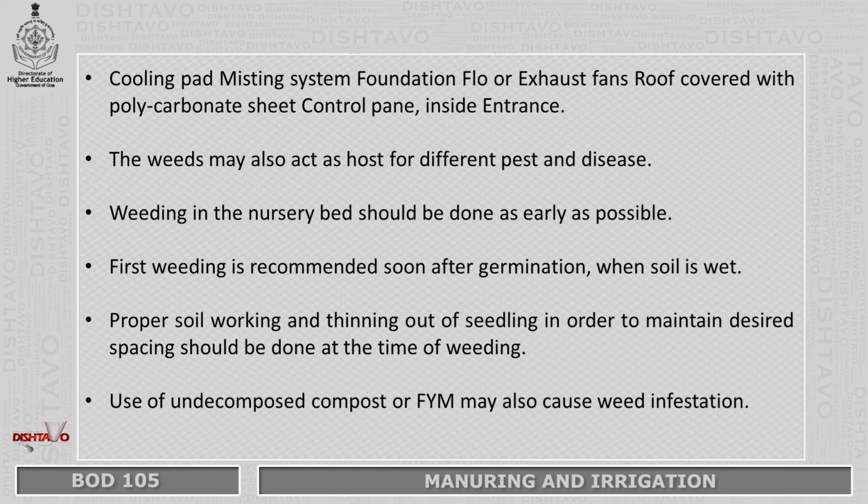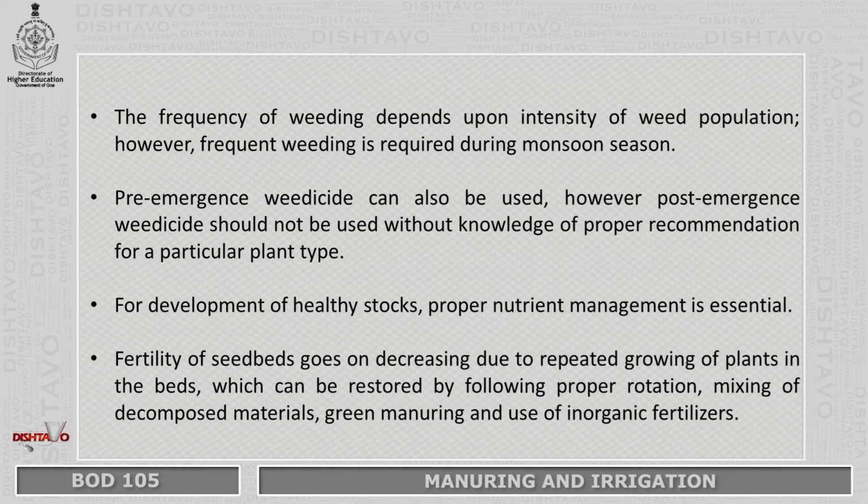Use of undecomposed compost or farmyard manure may also cause weed infestation. The frequency of weeding depends upon the intensity of weed population. However, frequent weeding is required during monsoon season. Pre-emergence weedicides can also be used. However, post-emergence weedicides should not be used without knowledge of proper recommendation for a particular plant type.